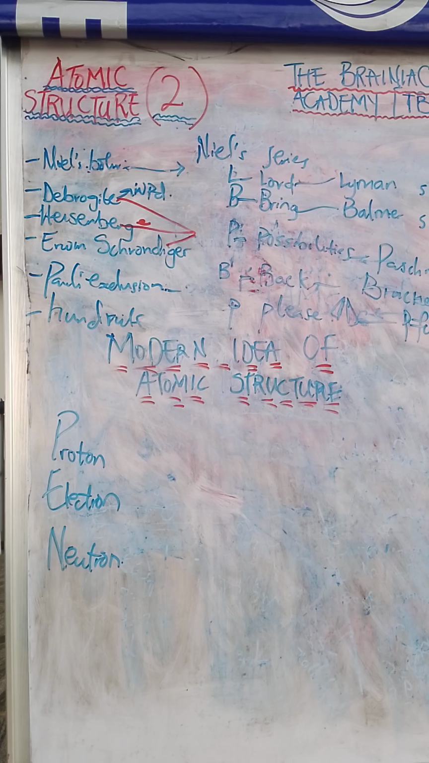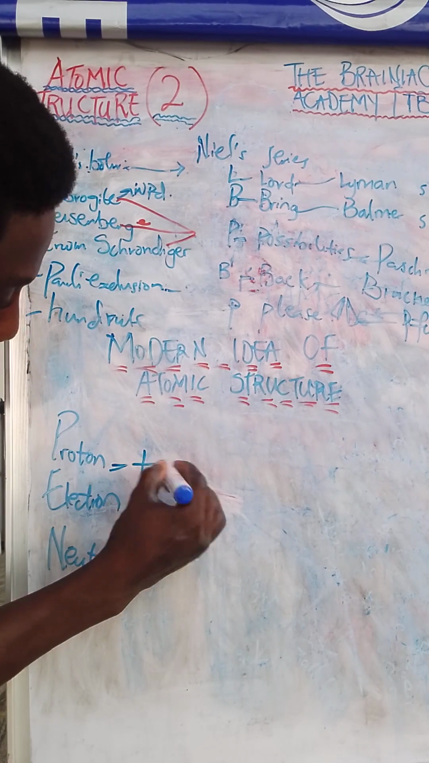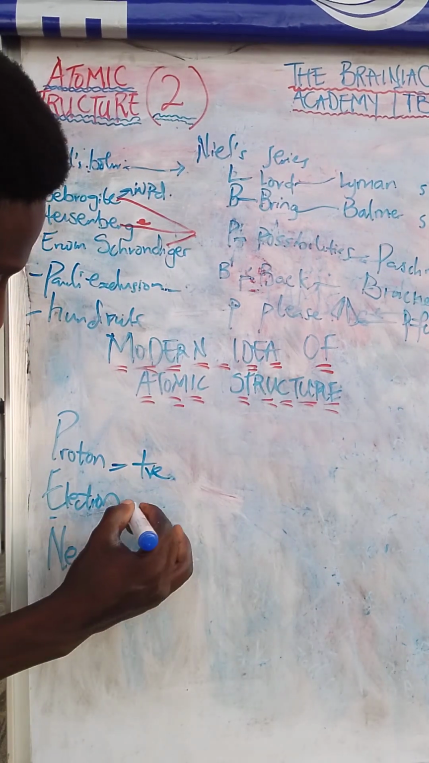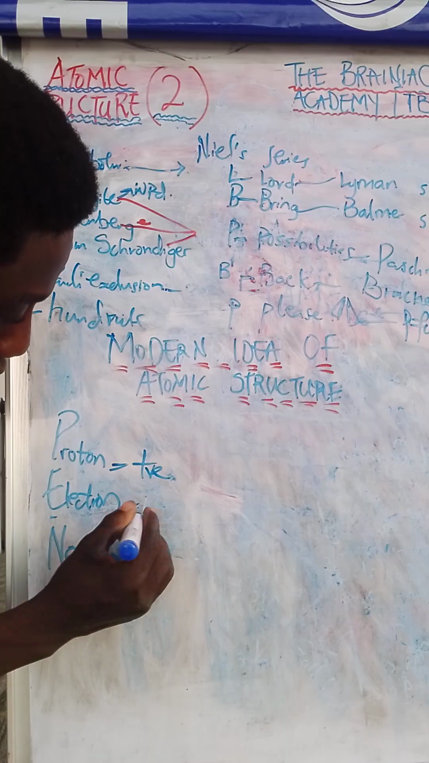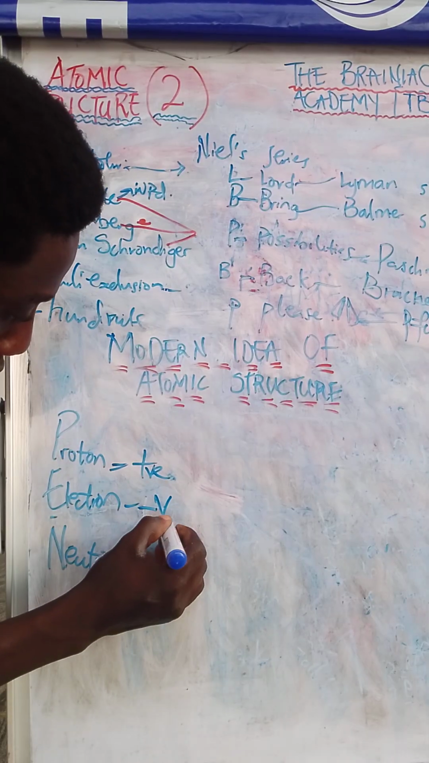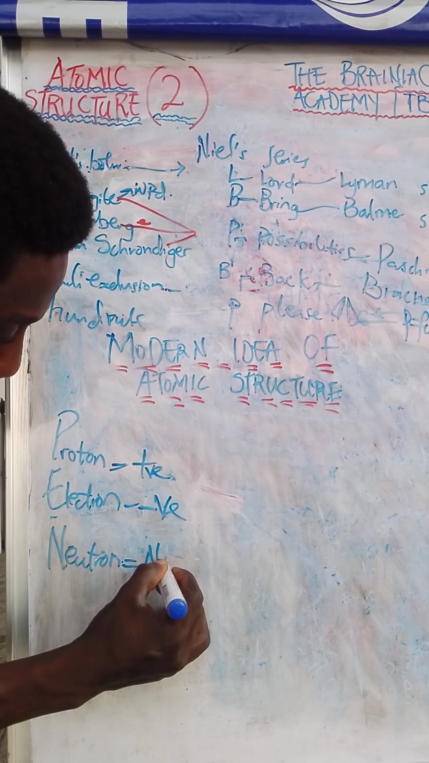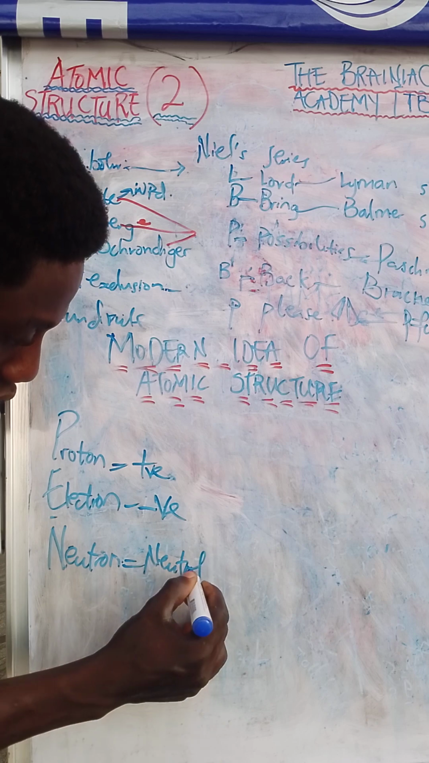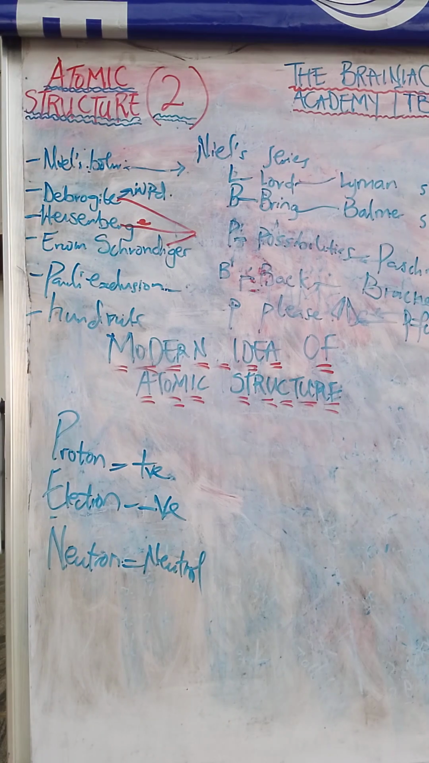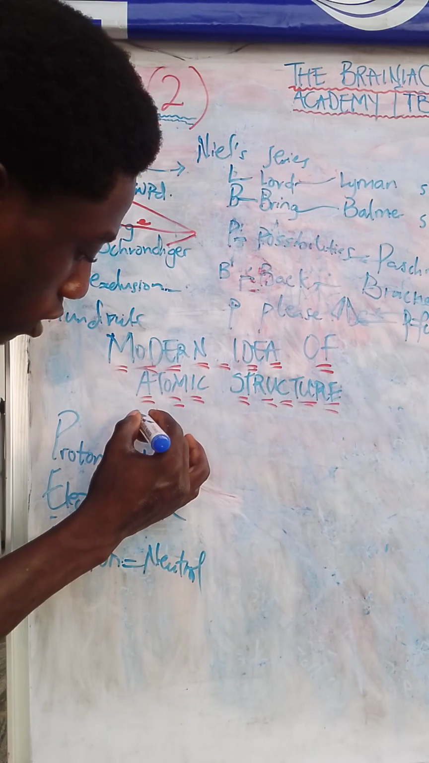Now they told us what the charge is. The charge for proton from the word P is positive, from the word E negative. Since you know that P is positive, then definitely your electron will be negative and this one will be neutral, no charge. You get? Neutral, no charge. This one is your charge.